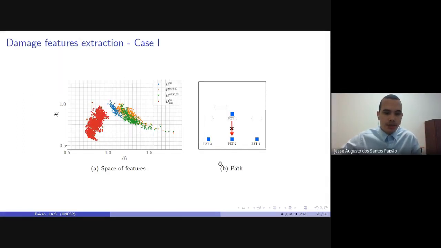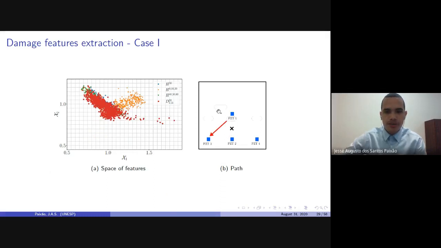In this figure, we present the space of features obtained from the signals acquired between PZT 1 and 2. In this case, we have the Lamb wave propagation crossing the damage, and we can compare the effects of damage and temperature variation. We have the cluster of points represented by the blue points of the health condition at 30 degrees Celsius, and we can see a pattern caused by the temperature variation that moves the features to the right down, represented by the orange and green points. And we can see that the damage condition causes a different change in the space of features. It moves the features to the left down, as can be observed here. And these patterns are used as an indicative of damage.